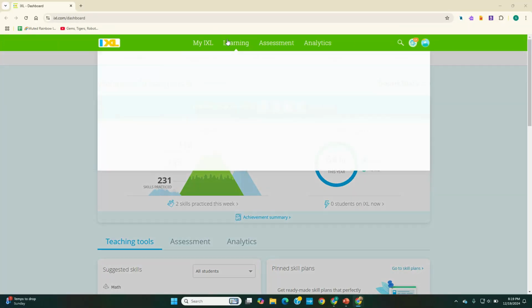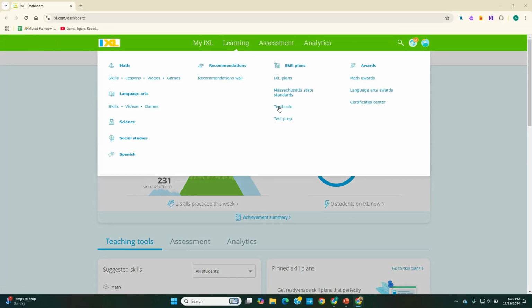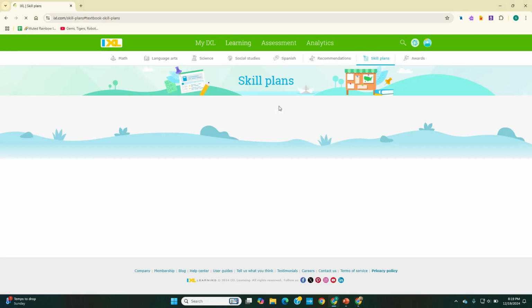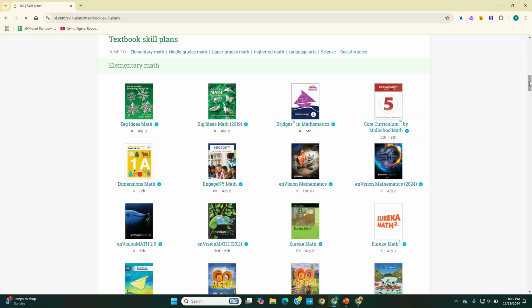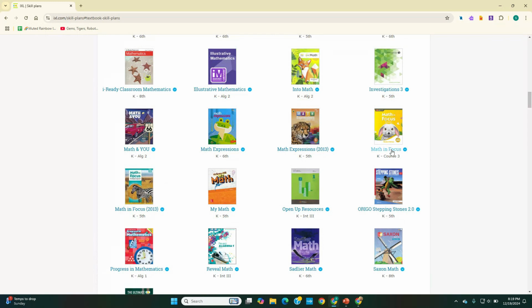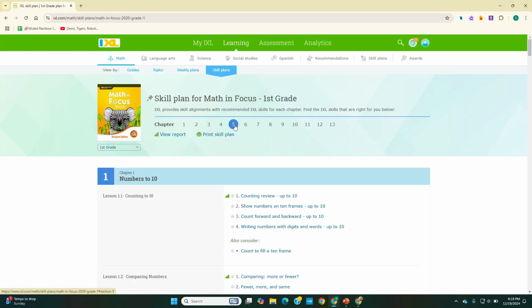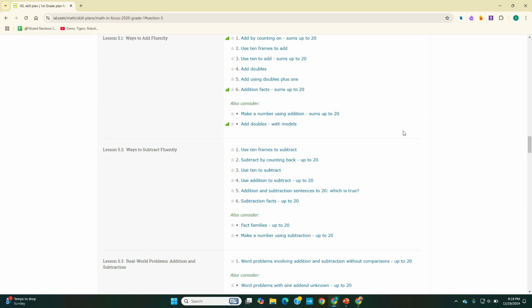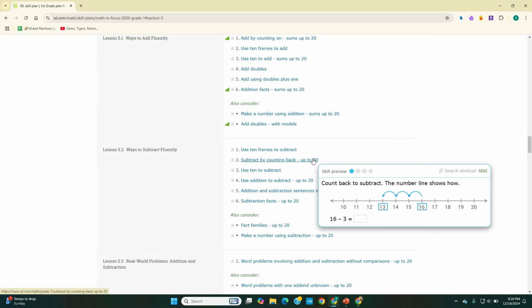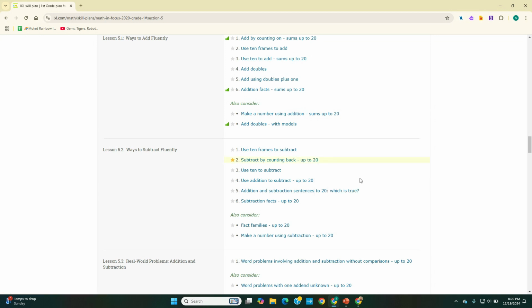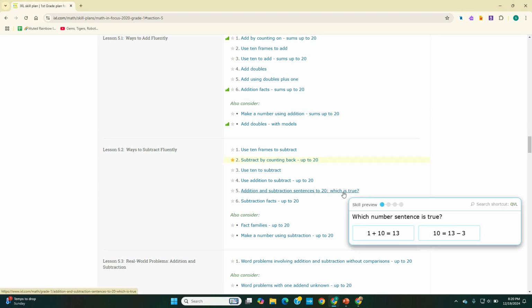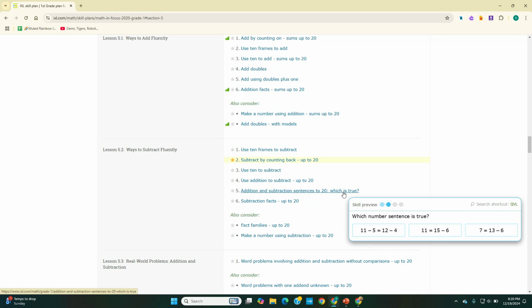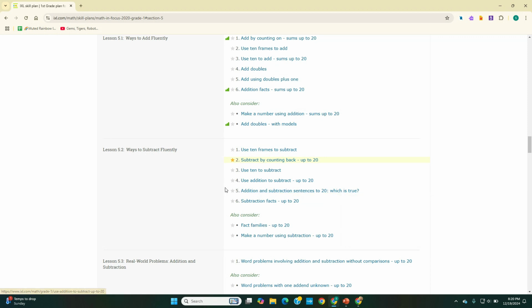Once I get into IXL, my favorite thing to do is to go to the textbooks tab, because here I can actually look up the exact chapter and skills we are working on with our curriculum, Math in Focus. We are currently in chapter 5, and some of these subtraction strategies here are ones I plan on using. So I'm going to use this one right here, subtract by counting back. I'm going to go ahead and star that. And I'm also going to do this one down here, addition and subtraction sentences to 20. They have to look at them and determine which one is true. So I'm going to star those.